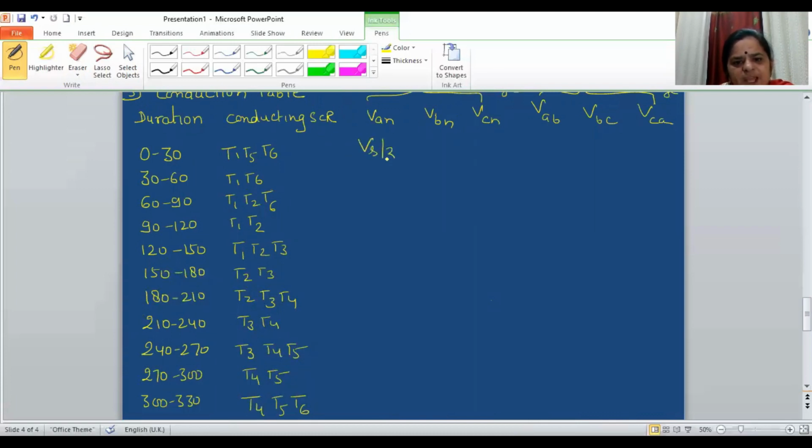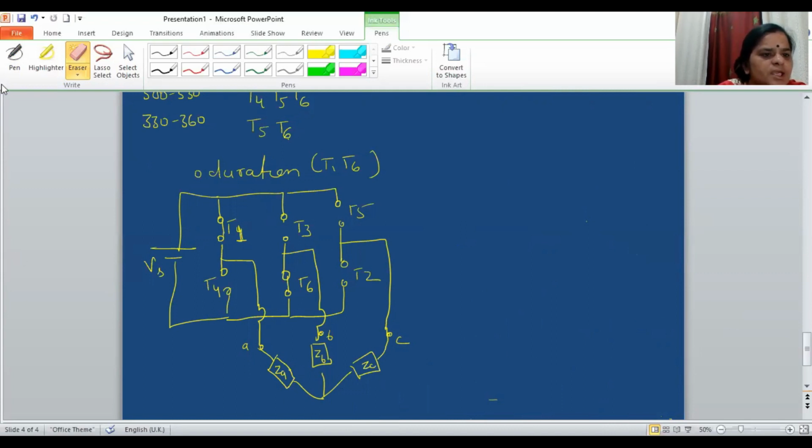This will be Vs by 3, this will be minus 2 Vs by 3, and this was Vs by 3. So what we have calculated is that VAN is Vs by 2, VBN is minus Vs by 2, and VCN is 0. So the next duration is 60 to 90. In 60 to 90, SCRs 1, 6 and 2 are conducting. So that means this is also a short circuit.